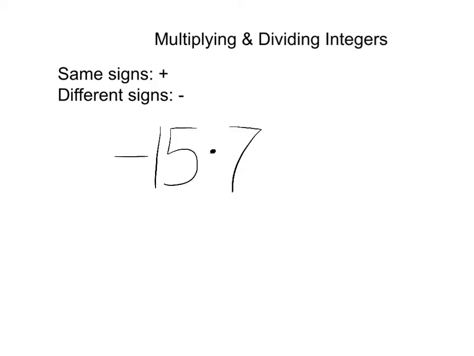Negative 15 times 7. Of course, this is multiplication because we've got the raised dot. All right, first step is to simply multiply 15 times 7. Now, I don't know about you, but I don't know that one off the top of my head. So I'm going to do it off to the side.